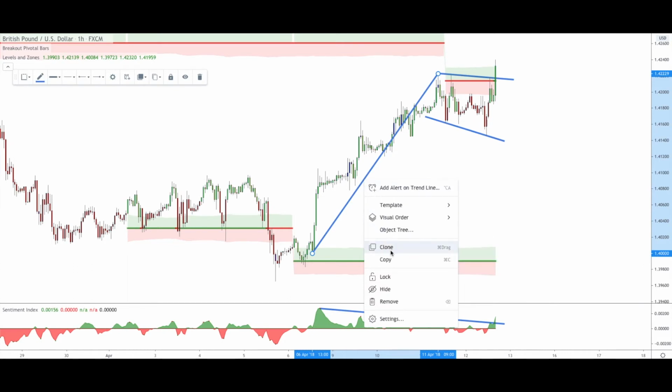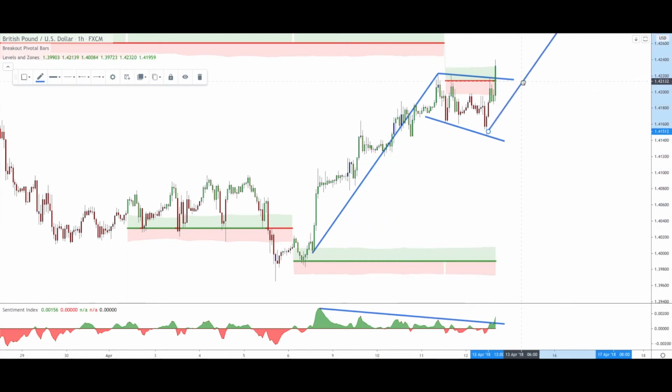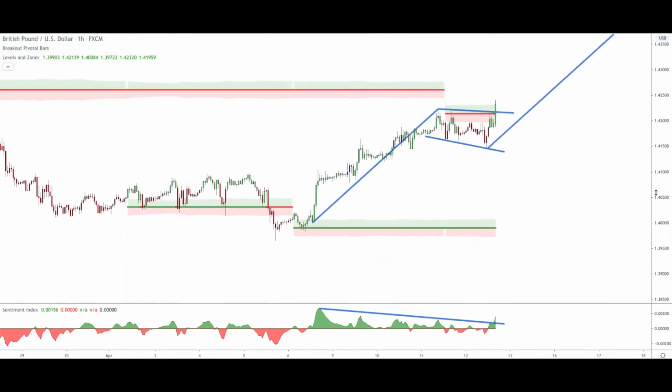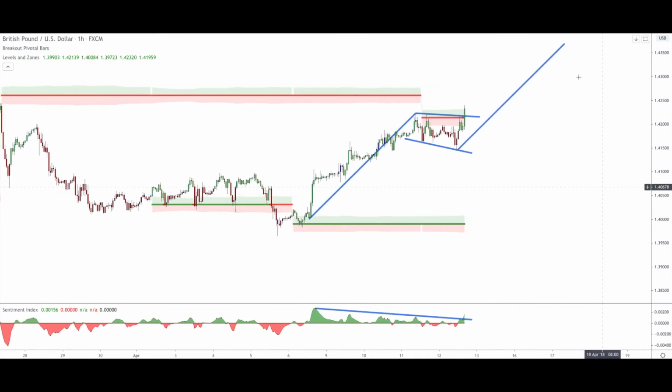So I just clone this line here, and I want the movement to be of this length. So I just start from the bottom of the consolidation, and then I project the movement to the upside. So the target is approximately at this level here.